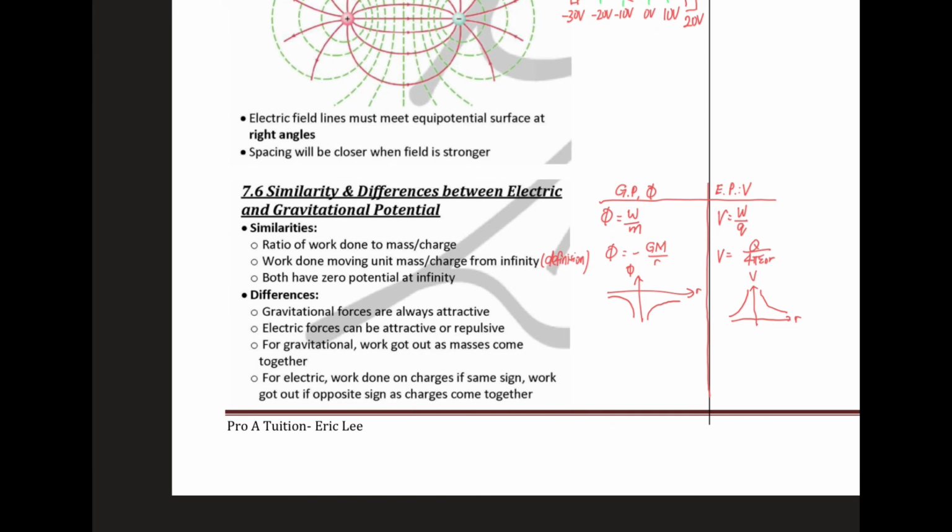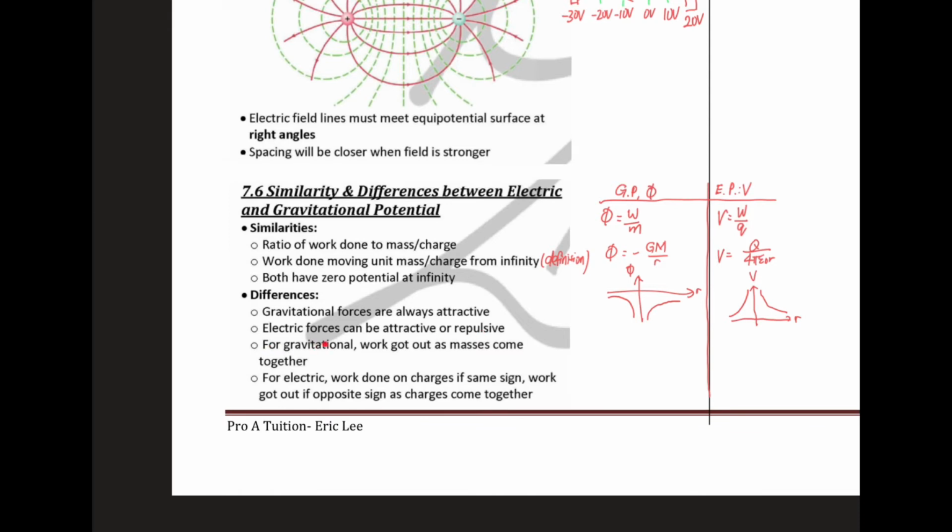Differences. So the first point, gravitational forces are always attractive. Okay, always attractive. So that's why the phi has a negative there. But electric potential can be attractive or repulsive. So this one we discussed just now. That's why the next point you see, electric forces can be attractive if they are unlike charges, or repulsive if they are like charges.